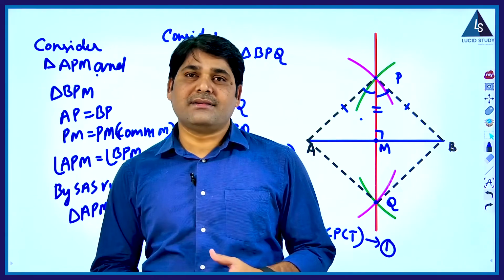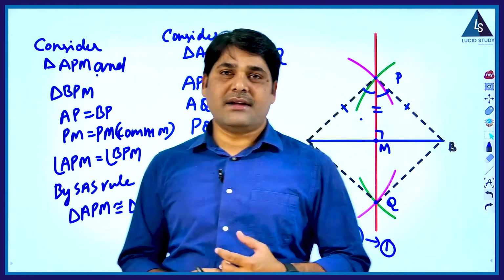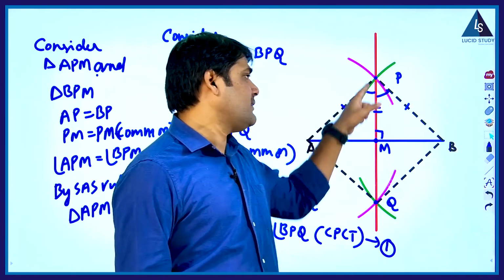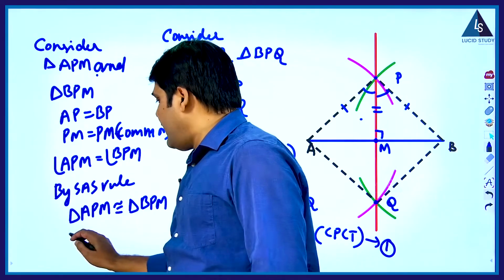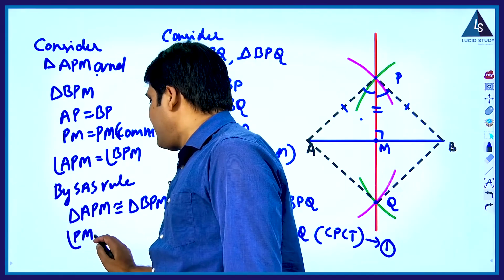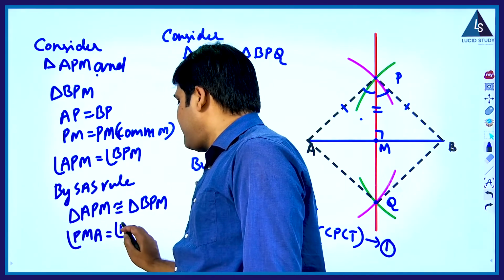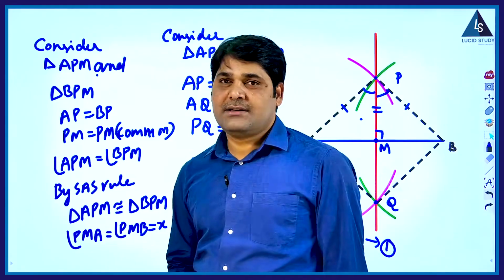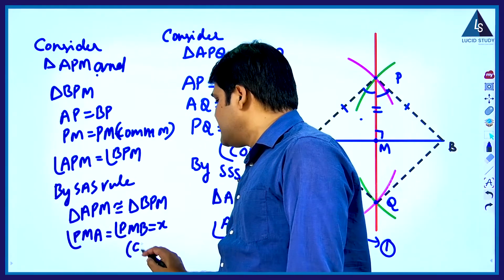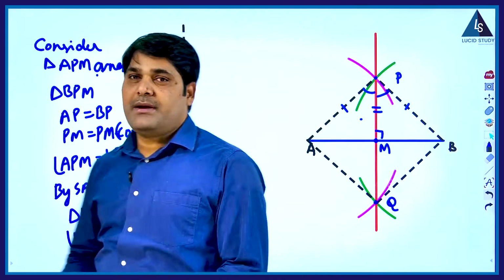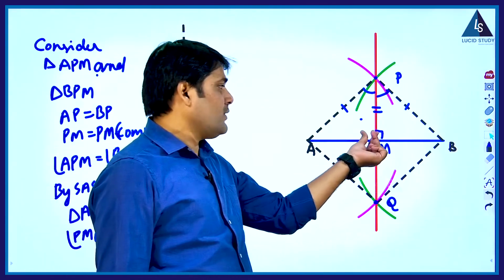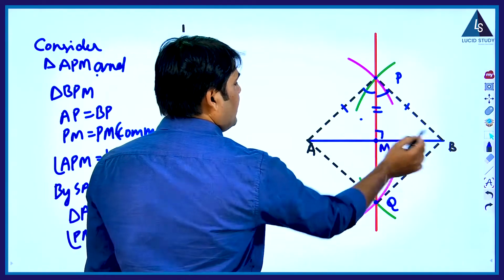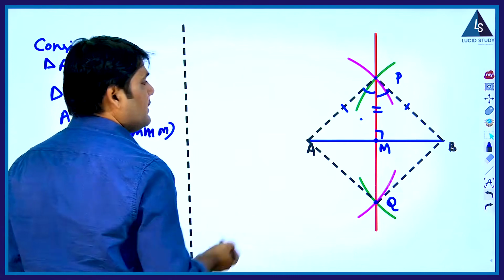Again, if two triangles are congruent, then their corresponding angles are equal. Hence, these two angles are equal. What are those? Angle PMA is equal to angle PMB, let it be X. How did you write these two are equal? CPCT. Now see, angle PMA and angle PMB both lie on the same line segment AB.